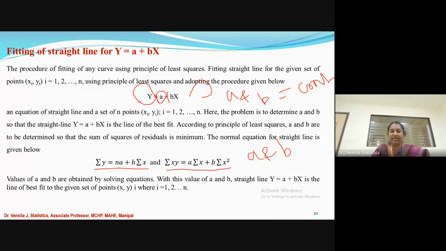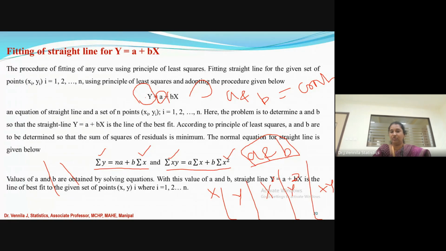The equations are: summation y = na + b summation x, and summation xy = a summation x + b summation x squared. Whenever we have a data set, the problem will already give the x values and y values. With that you have to find the x square column and the xy column. Once you complete this table, you get summation x, summation y, summation xy and summation x square. Then you apply these equations and get the constants a and b, and based on that you can solve y = a + bx.